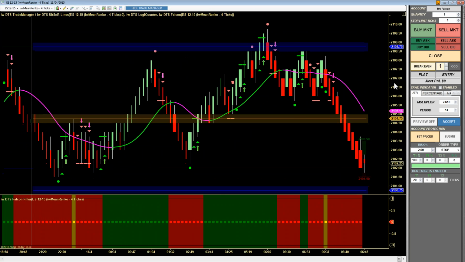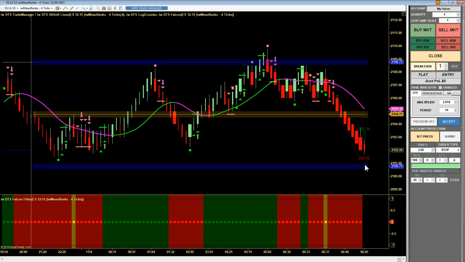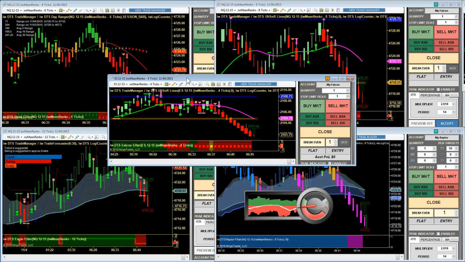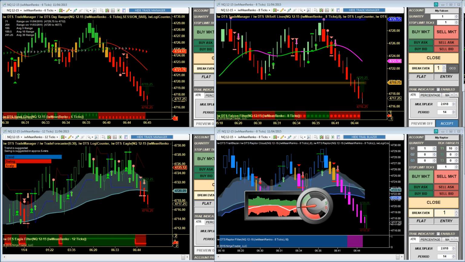So we've just broken the median line. Very likely that we're going to try to settle here near the primary support, probably get another little bit of a reaction. But right now, the E-mini looking a little more bearish, at least on the Falcon Swing Trader.